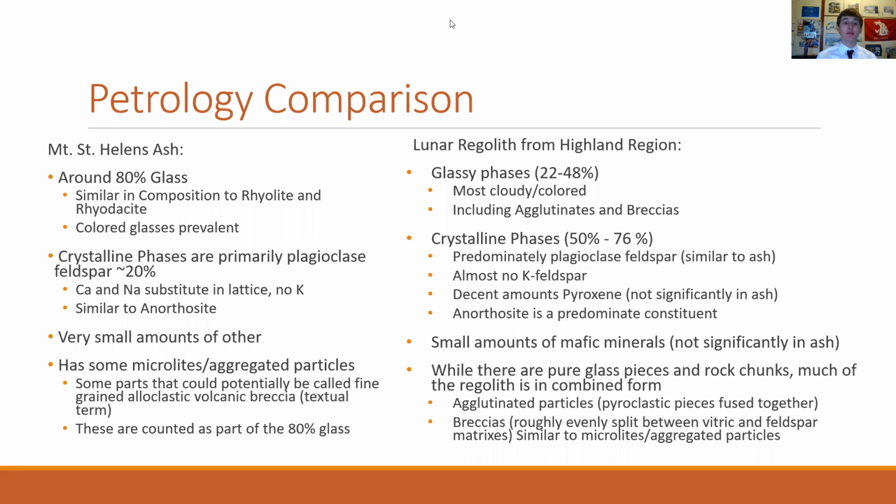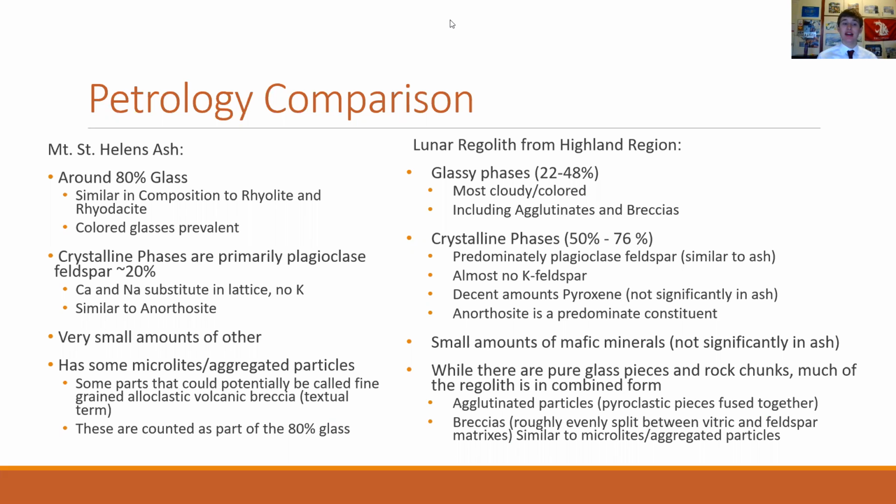Both contain colored glasses, which is notable because those are found less often on Earth. In addition, they both contain agglutinates and breccias, which are jumbled pieces fused together, which form less often on the Earth, but are important properties because they are more abrasive. And it's interesting that we found them in Mount St. Helens ash as in the lunar regolith. That's an indicator that the Mount St. Helens ash might be a better simulant.